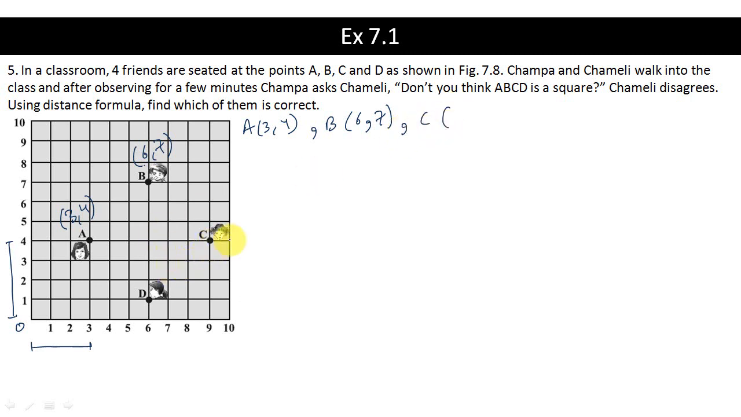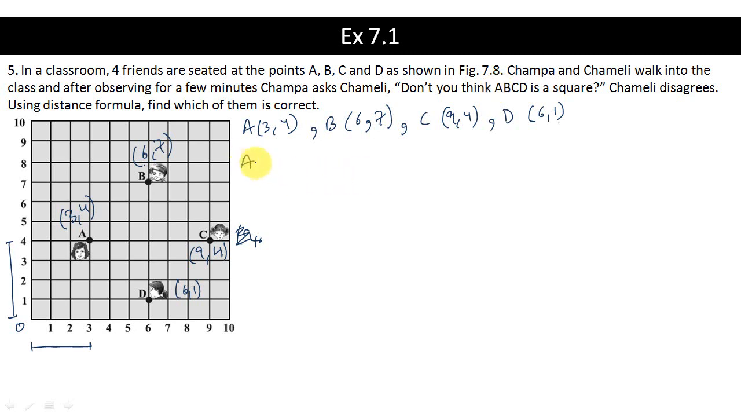Point C will be 9 comma 4. And point D is 6 comma 1, because on the horizontal axis it is 6 and on the vertical it is 1. So this is 6 comma 1. To check whether it is a square or not, we'll check whether all the four sides are equal or not, and whether the diagonals are equal or not.